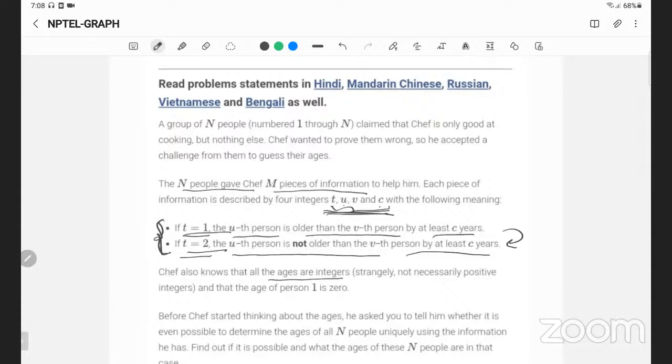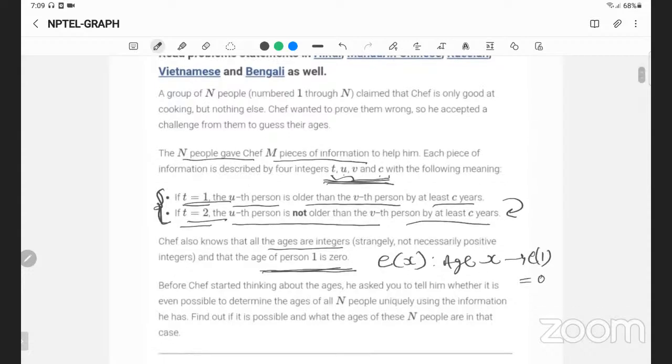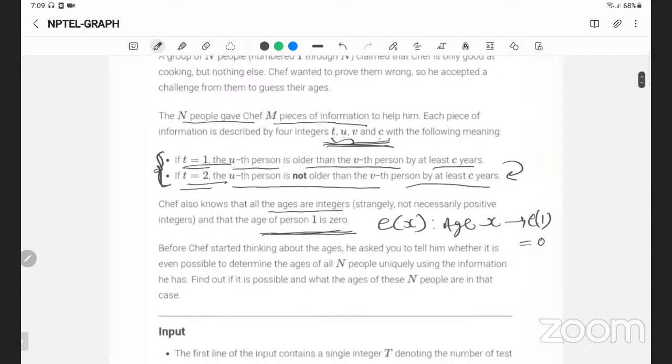And the age of person 1 is 0. So if we denote the age of person x by e of x, then you're given that e of 1 equals 0. And now our goal is to find the age of all the n persons.